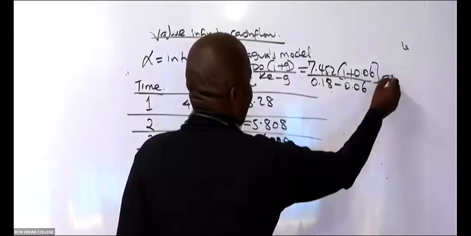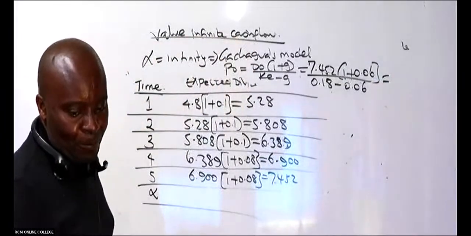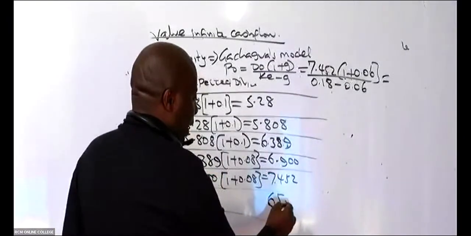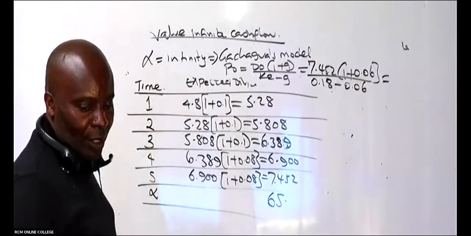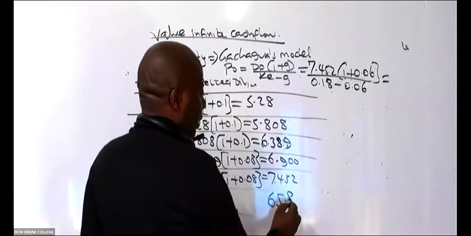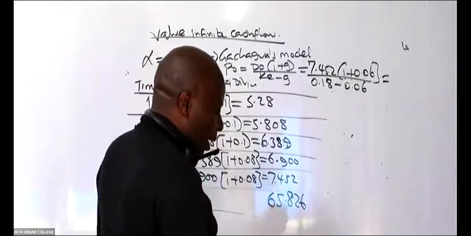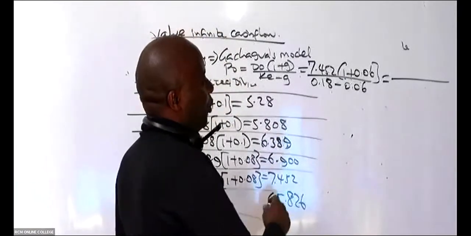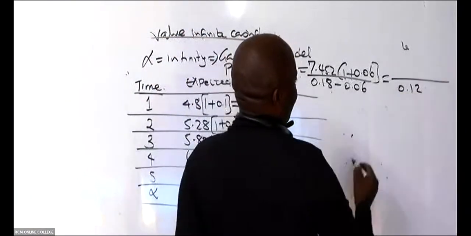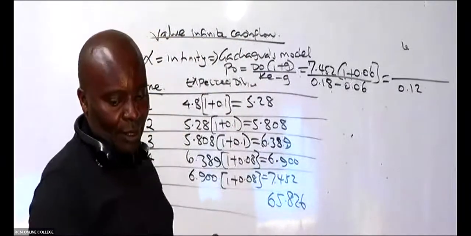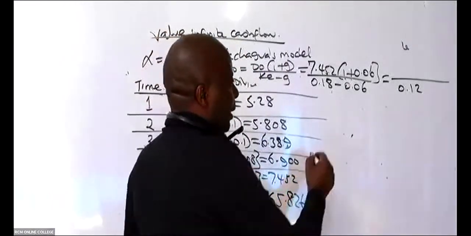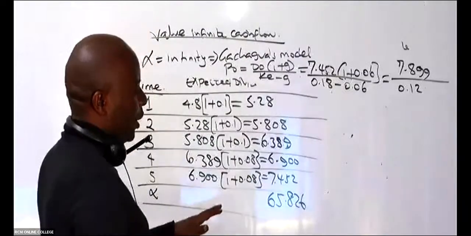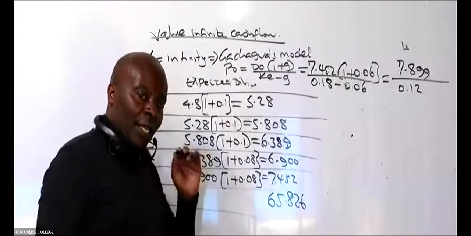Please give me the numerator. Is there somebody who is able to give me the numerator here? Somebody has already gotten the final answer, 65,826. But how I wish you guys could just give me the numerator here. I know the denominator. It will be 0.12. How about the numerator? 7.899, something like that. So when you divide, you'll be able to get something quite close to this.